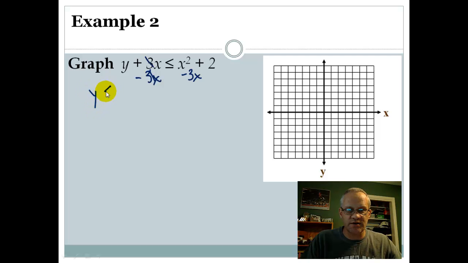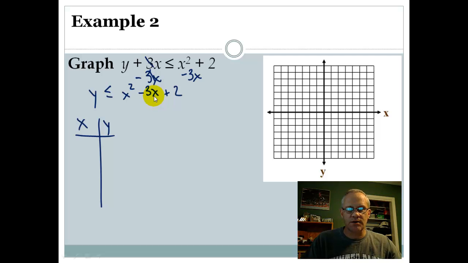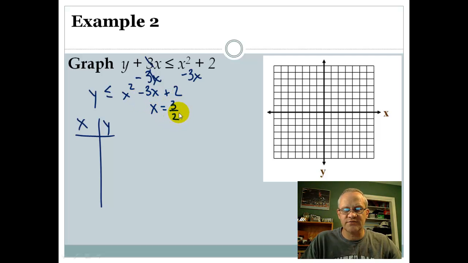So what I've got here is y is less than or equal to x squared minus 3x plus 2. Okay, now we've got y by itself, so let's go ahead and find these points again. Now this is a situation where your axis of symmetry is not going to be right on a good spot. And so in this case, the axis of symmetry is going to be the opposite of b, which is 3 over 2 times 1, or 3/2. So that's, in other words, 1.5.